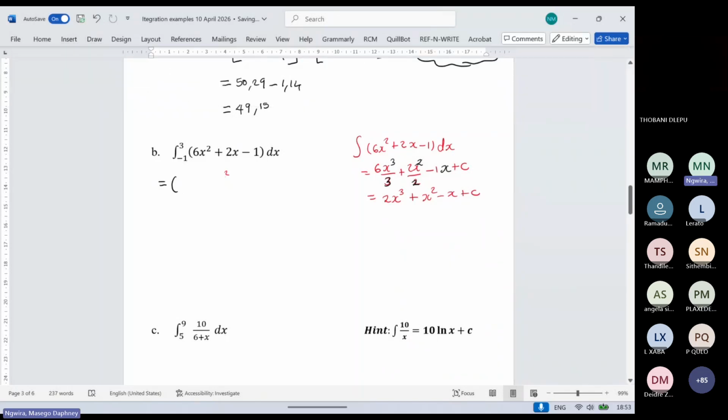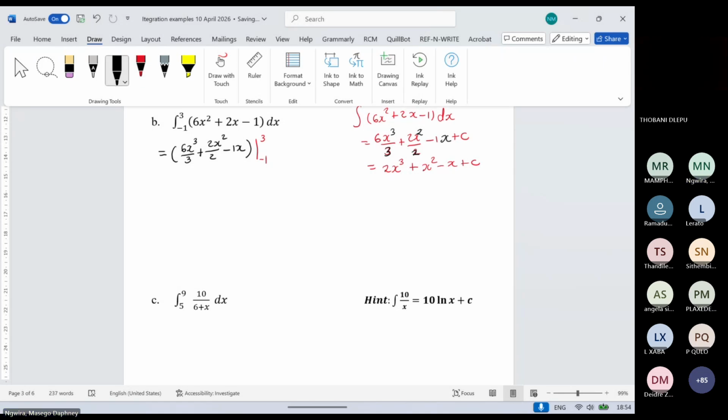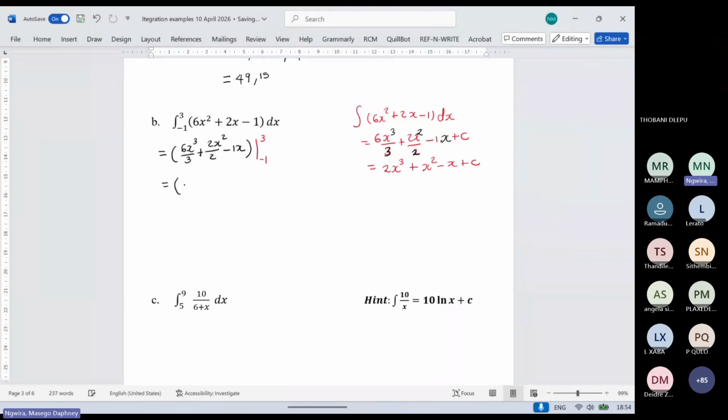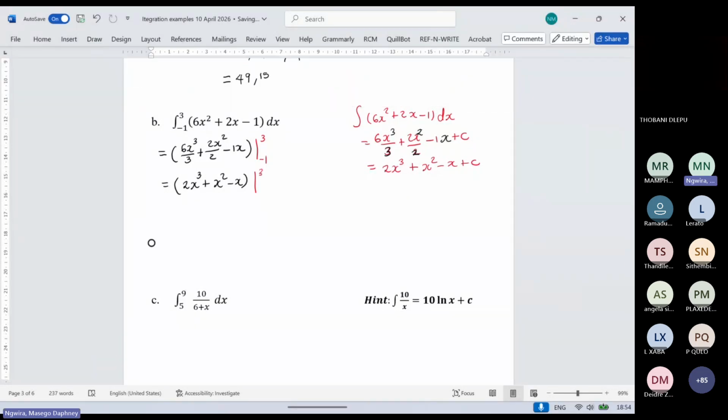So I am going to have 6x to the power of 3 over 3, then plus 2x to the power of 2 over 2, and then minus 1x. Remember I said please ignore the c. And then this will be with the limit. The limit is 3 and negative 1. And then divide this, it's 2x to the power of 3, then plus x to the power of 2, then minus x with the limit. Now I'm going to apply this limit.